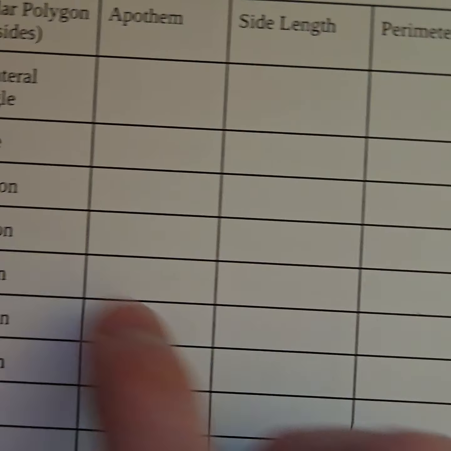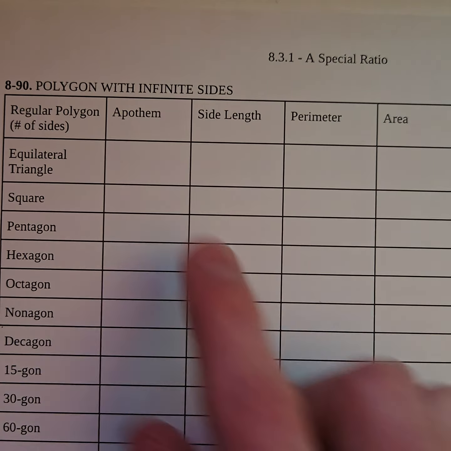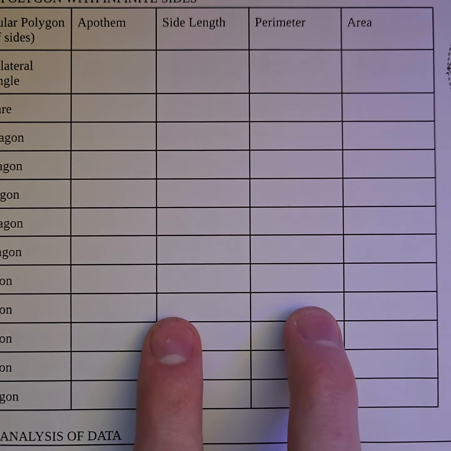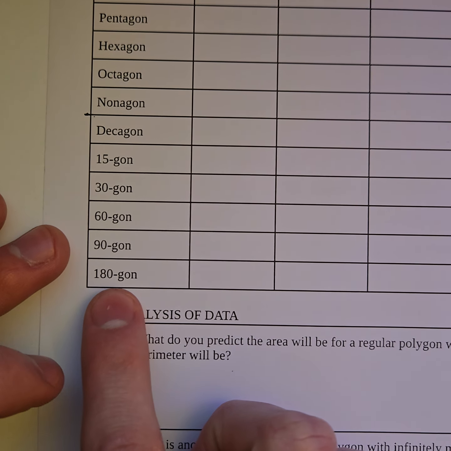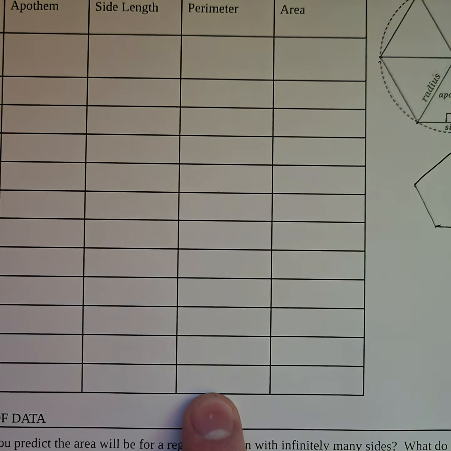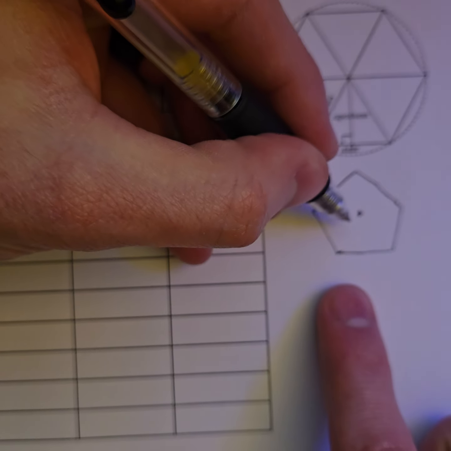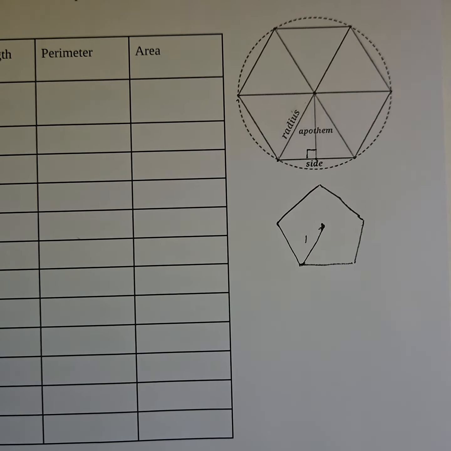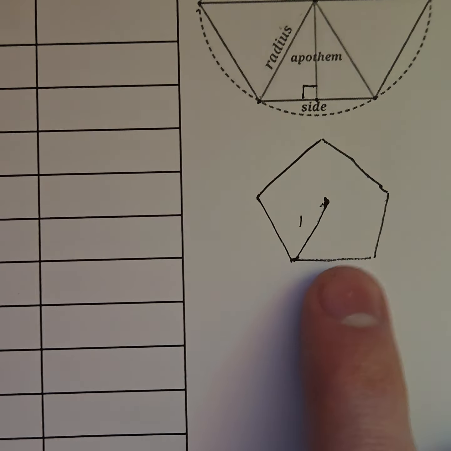So for all of these shapes, we're going to find all of this data. We're going to find the apothem, the side length, the perimeter, and area, and take a look at the numbers and see what happens as we approach an infinite number of sides. So a polygon with infinite sides, and we're going to see if we can predict what the area and perimeter would be if you had a radius of 1. So for all of these, we are going to assume that the radius, going from the center to the corner, is 1. That way we can have an accurate table of data where every radius is 1.